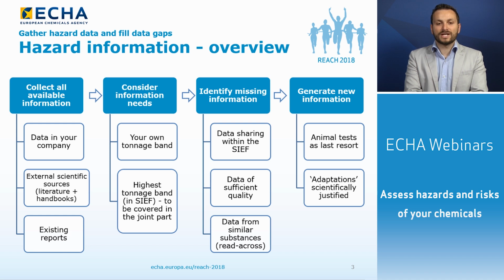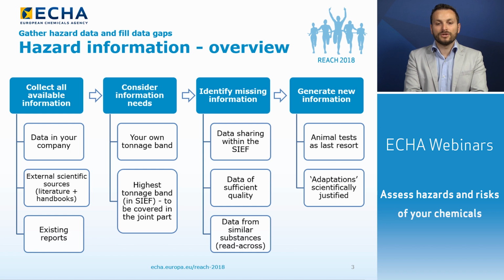First of all, REACH states that you collect all available information about your substance, regardless of the requirements. Data could be available in your company, external scientific sources, or external reports. As a second step, you have to consider the information needs, which will depend on your tonnage band. But keep in mind that the requirements for the highest tonnage band in your CF have to be covered in the joint part of the registration.